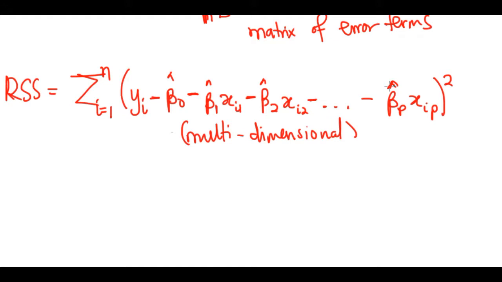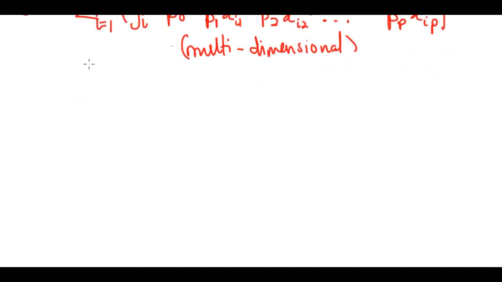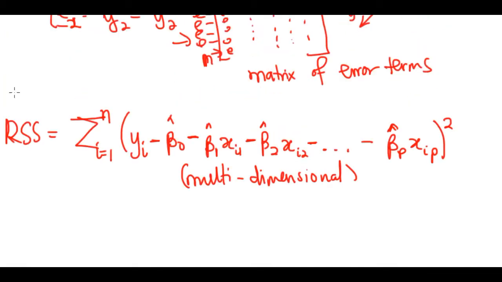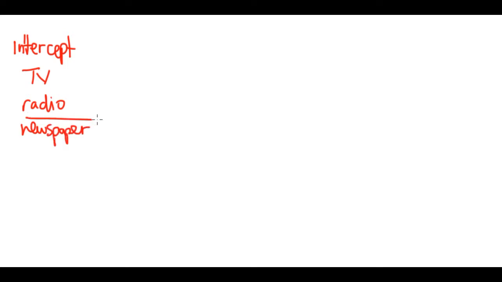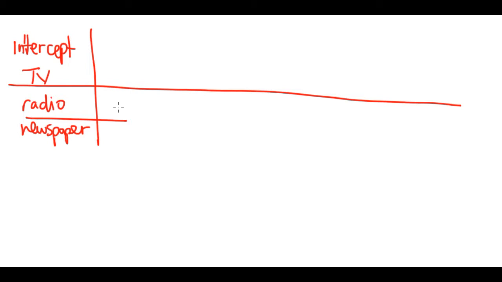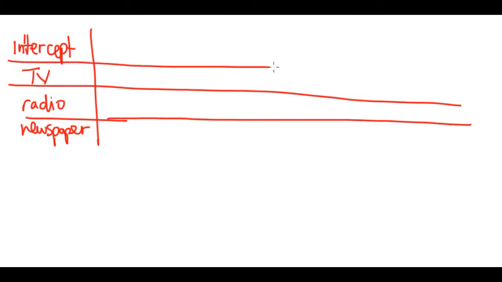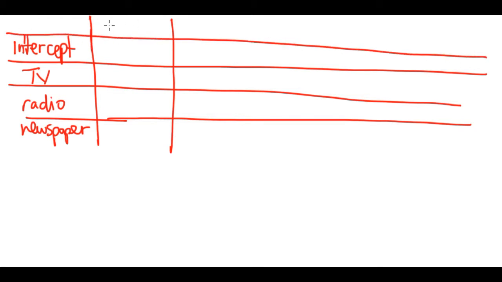So if we apply this to our advertising data, what we're going to find is this. Let me delete everything so I can write this table. Cool. So here we're going to find the intercept, TV, radio, and then newspaper. This is the table that R is going to give us, and it's going to give us the coefficients.